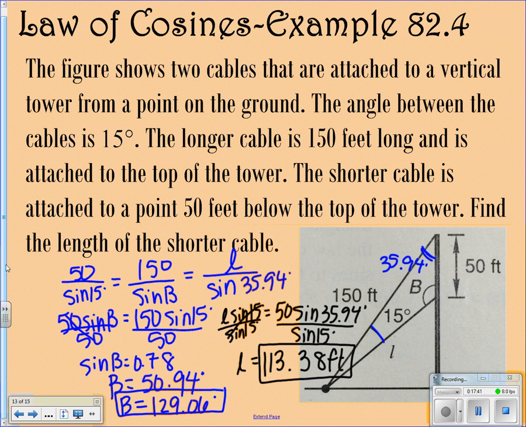Now, the longer cable was 150, so if I got something that is greater than 150, then there's no way that that's going to work. Okay, so you may not be able to tell where you went wrong, but you do at least know that your answer is wrong because you got something that's longer than the longer cable. Okay, so hopefully that helps you with the law of cosines.